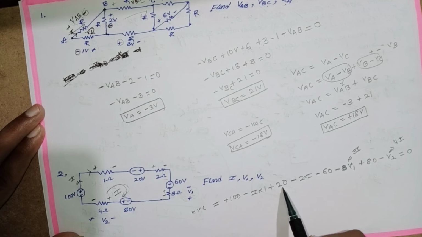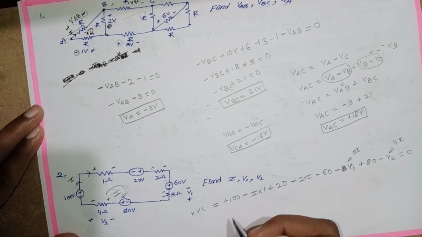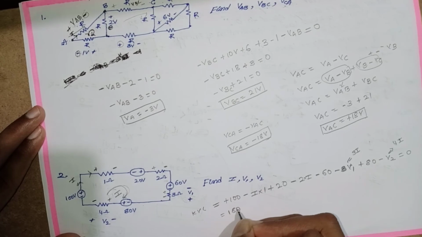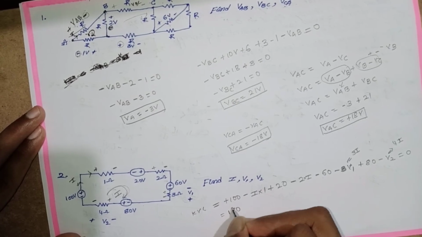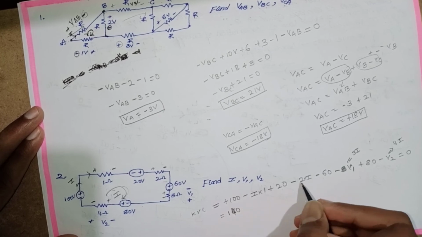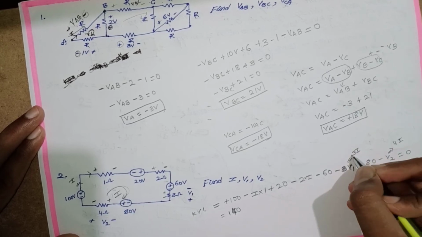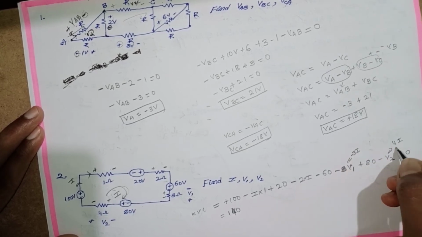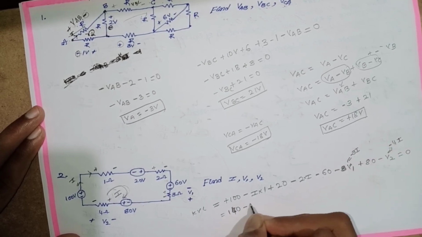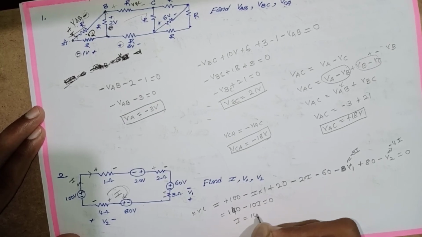100 plus 20 is 120. 120 minus 60 is 60. 60 plus 80 is 140. Sorry, 140. Then minus I, minus 2I, minus 3I, minus 4I. This is minus 10I. So 140 minus 10I is equal to 0. I is equal to 14 amps.